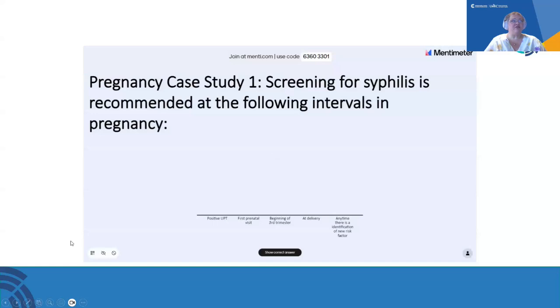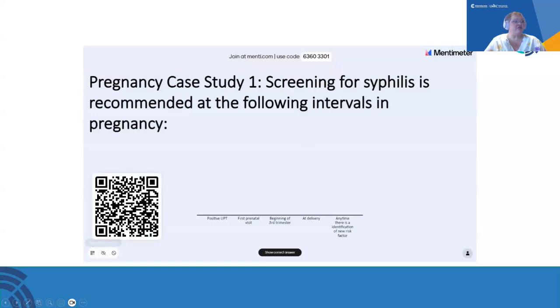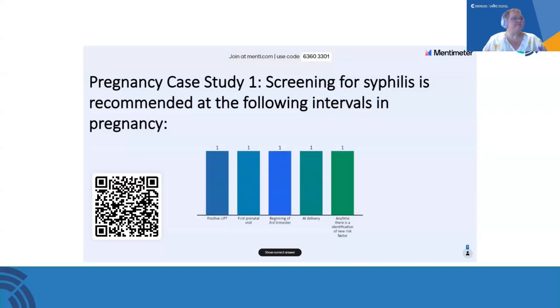Screening for syphilis is recommended at the following intervals in pregnancy. Choose all that apply. Yes. The answer is all of the above. Thank you. Very good.